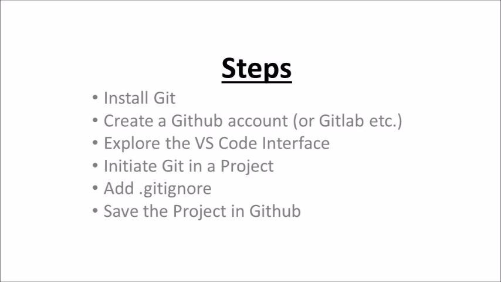So we'll look at installing Git, creating a GitHub account, exploring the VS Code interface, initiating Git in a project, adding a gitignore file, and saving the project in GitHub.